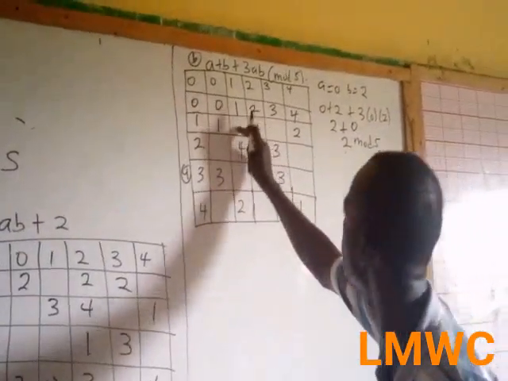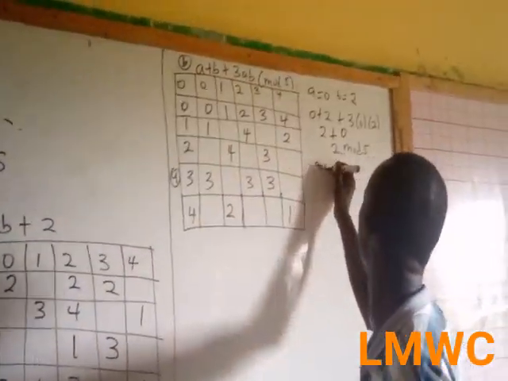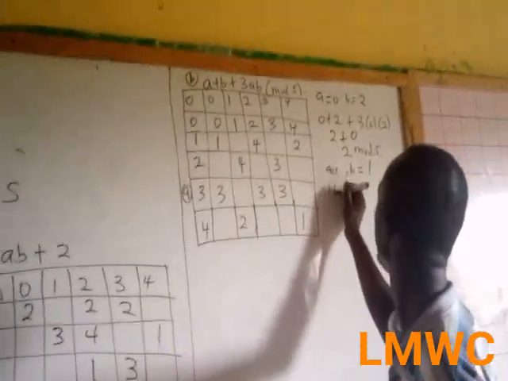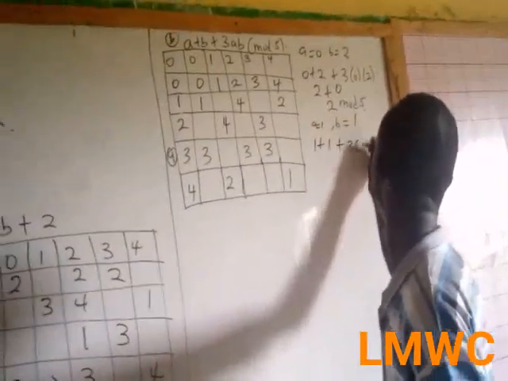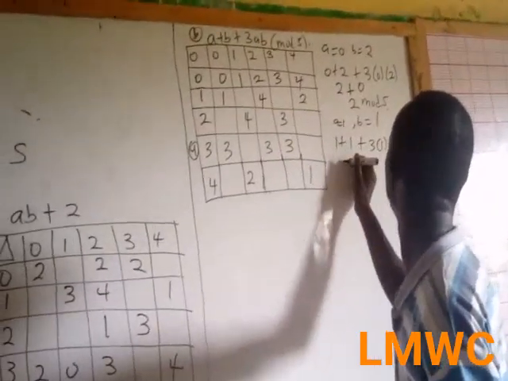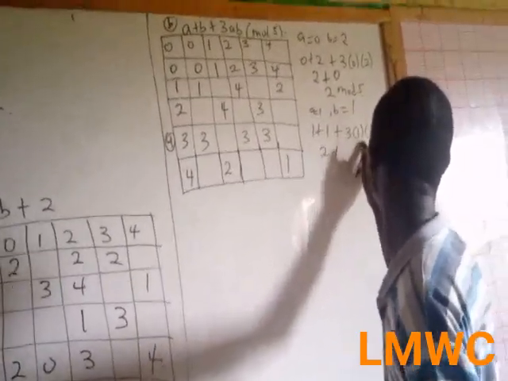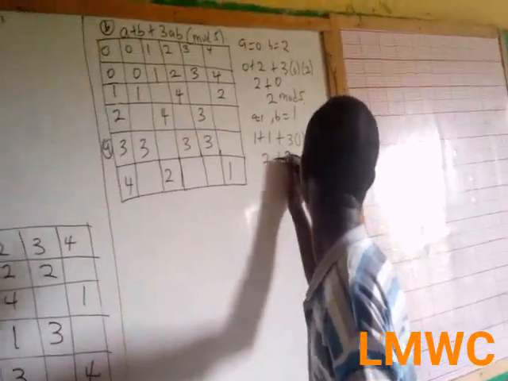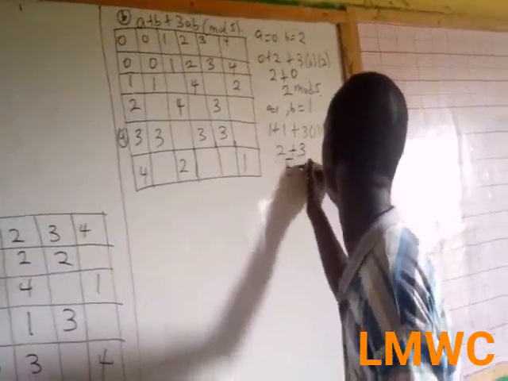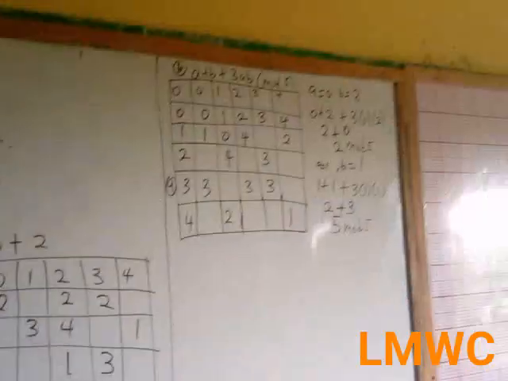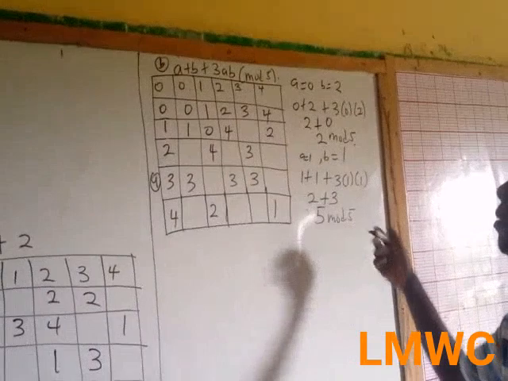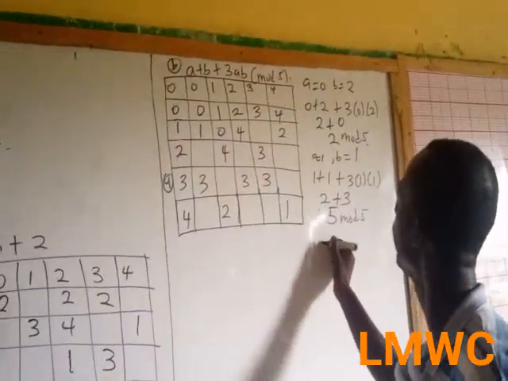Now let's work out this one. Our A is 1 and B is what? 1. So we have 1 plus 1 plus 3 times 1, 1. So 2 plus 3 times 1 is 3, and 3 times 1 is what? 3. So we have 2 plus 3, which is 5. Mod 5. And 5 mod 5 is what? 0.